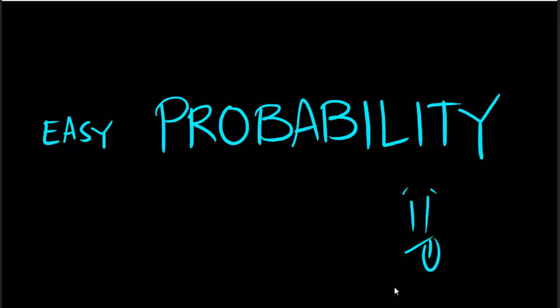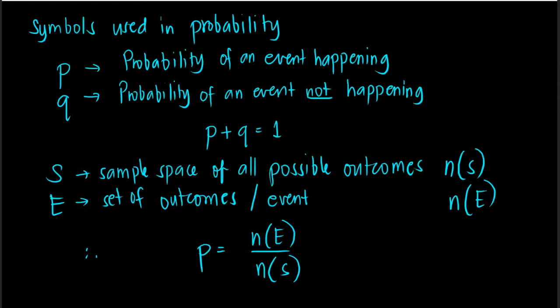Okay, so this is easy probability. Assuming that you have already read the concepts of probability in your module, let's head on to some of the symbols that we are going to use in probability. We have the letter P, which of course stands for probability of an event happening. Q is the probability of an event not happening.